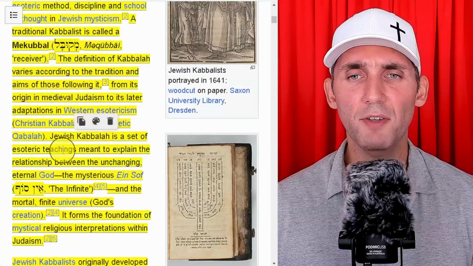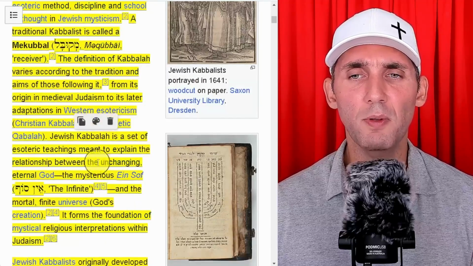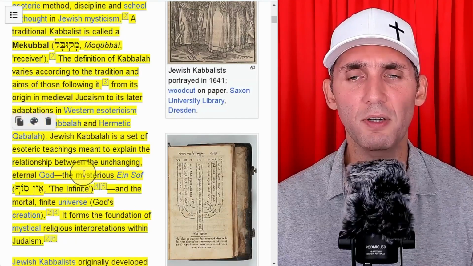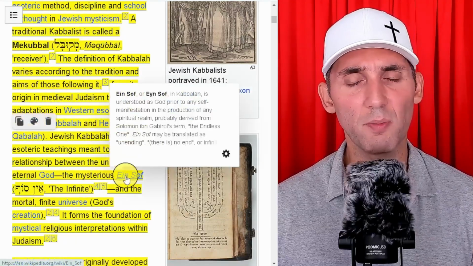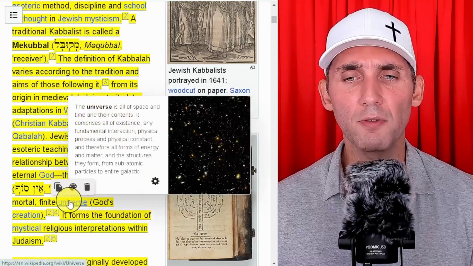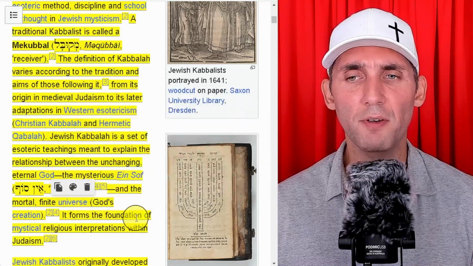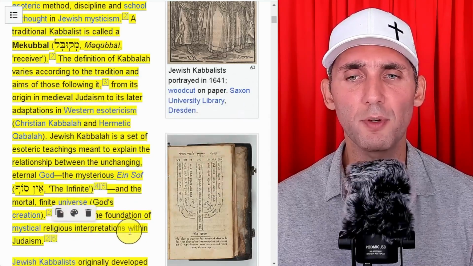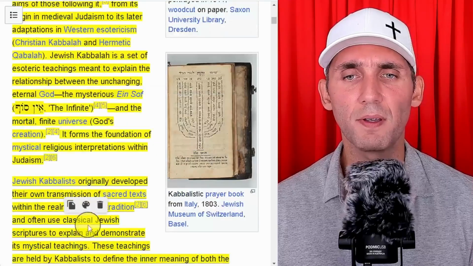Jewish Kabbalah is a set of esoteric teachings meant to explain the relationship between the unchanging eternal God, the mysterious Ein Sof, which by the way is not the God of the Bible, this is their own counterfeit God, and the mortal finite universe, God's creation. It forms the foundation of mystical and religious interpretations within Judaism.